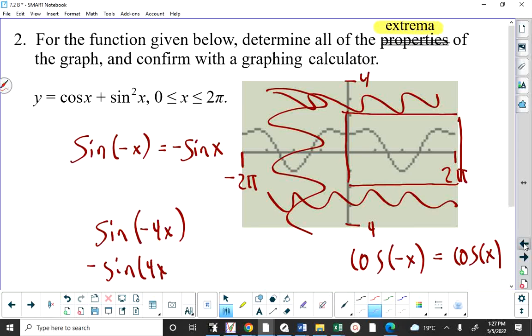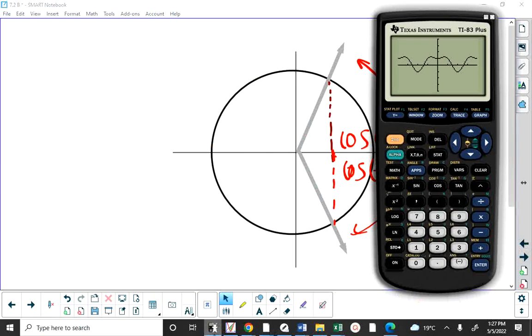Let's adjust our window settings here. I said I'm going to go from 0 to 2 pi, so I hit the window setting and I'm just going to start at 0. And I said, let's go from negative 2 to 2. So now I can graph.